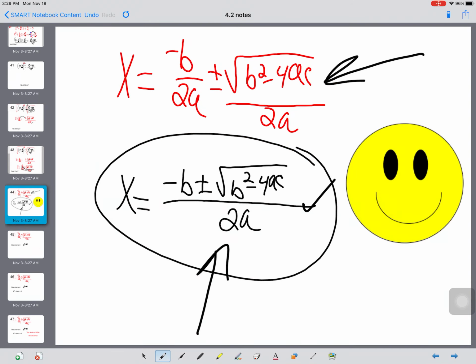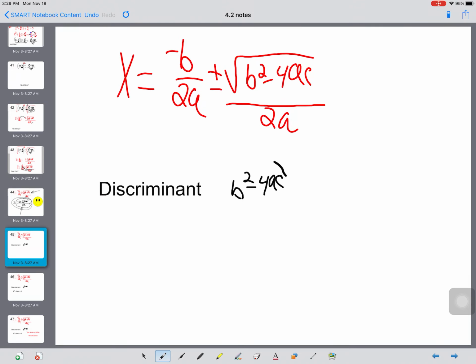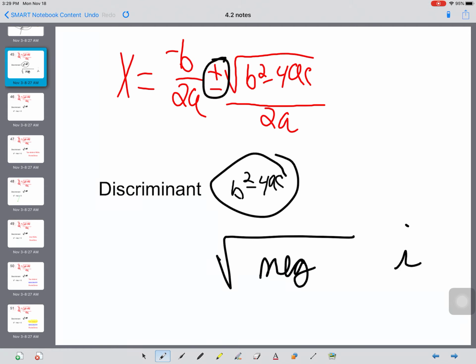Now, by the way, part of the learning objectives at the very beginning was the idea of what's called the discriminant. Well, if you take this formula and erase everything but what's underneath the square root, that's called the discriminant. And the idea is that it tells you something about the kinds of answers. Because it's under a square root, if this comes out to be negative, you're going to have some complex numbers.